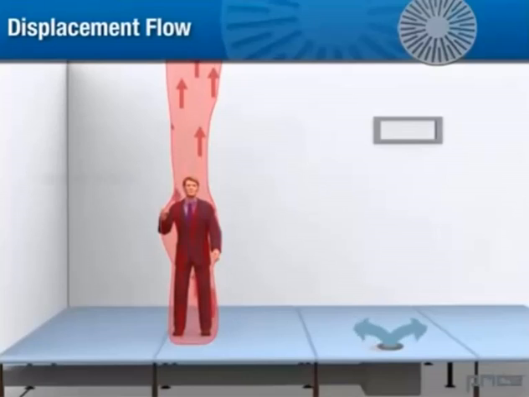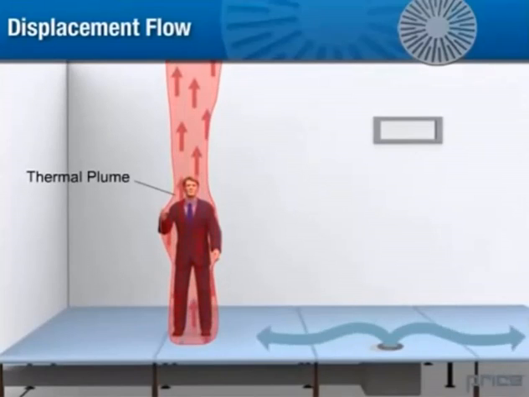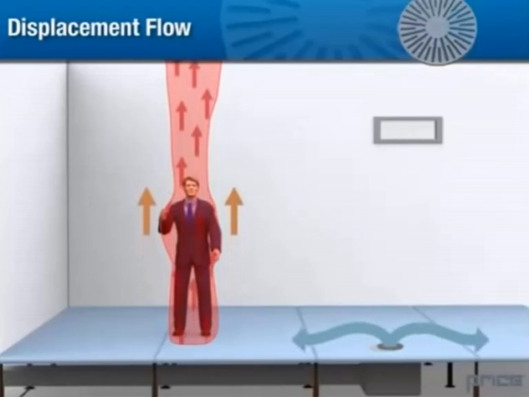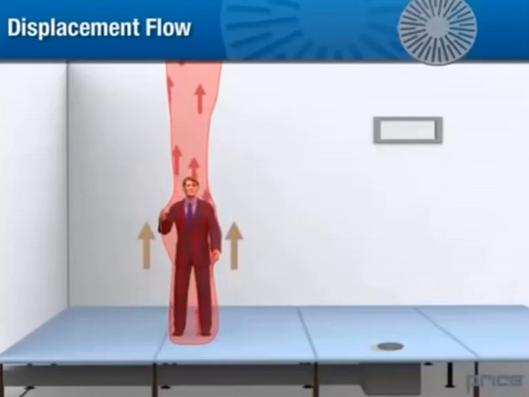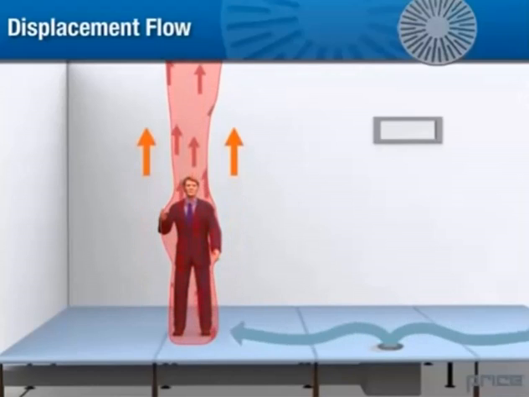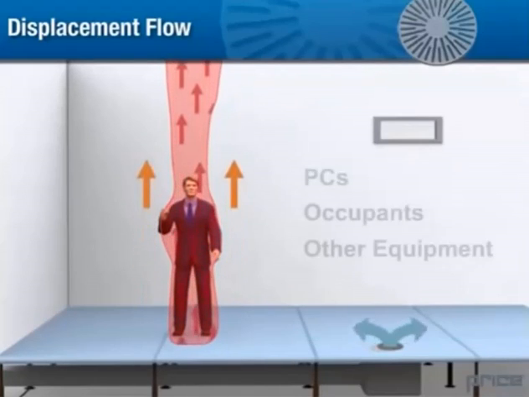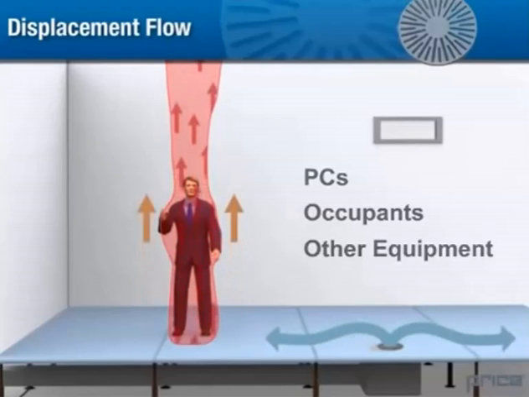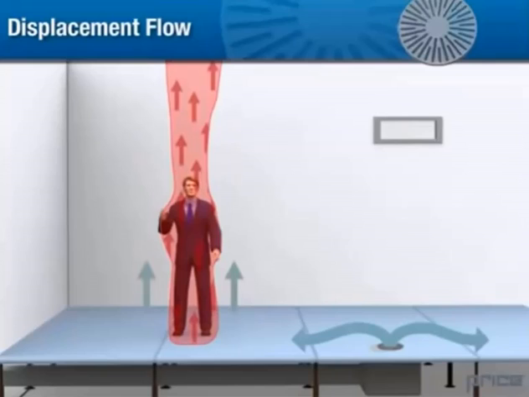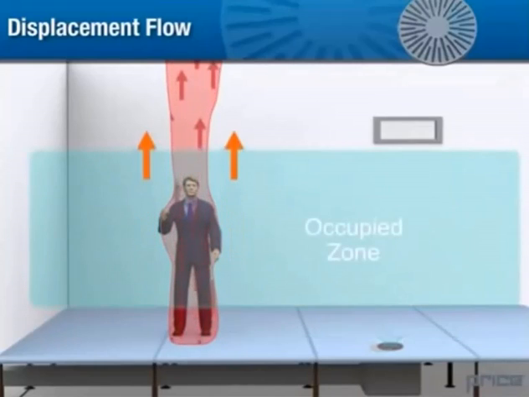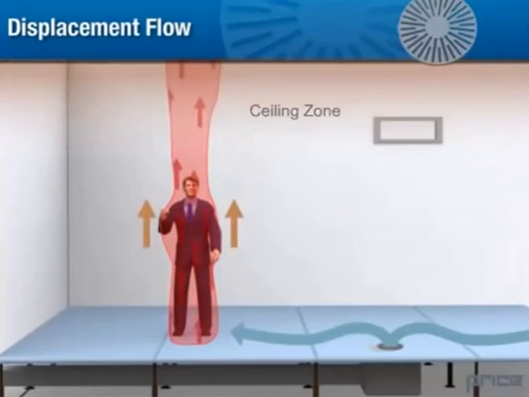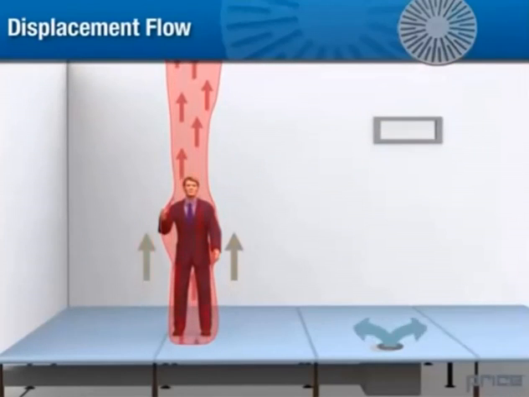All heat sources have a naturally occurring thermal plume. This thermal plume, often referred to as natural convection, pulls cooler air from the floor and distributes it upward due to the upward motion of the warmer air that the heat source is generating. At all heat sources in the occupied zone of the room, such as PCs, occupants, or other equipment, the cool supply air is drawn upward at a very low velocity, penetrates the occupied zone, and reaches into the ceiling zone where it is exhausted. This upward motion of the air forms a vertical temperature stratification.